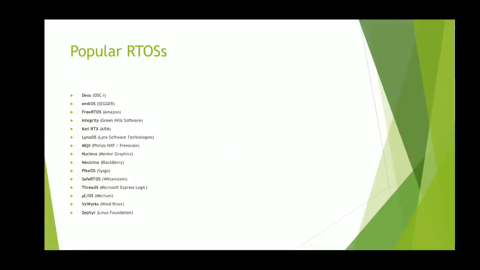Now we can go through some popular real-time operating systems. Here you can see some popular real-time operating systems. Some of these operating systems are free and some are commercial. Here you can see these operating systems are RTOS, MBOS, FreeRTOS, Integrity, Keil RTX, LynxOS, MQX, Nucleus, Neutrino, PikeOS, SafeRTOS, ThreadX, MicroC/OS, VxWorks, and Sapphire.